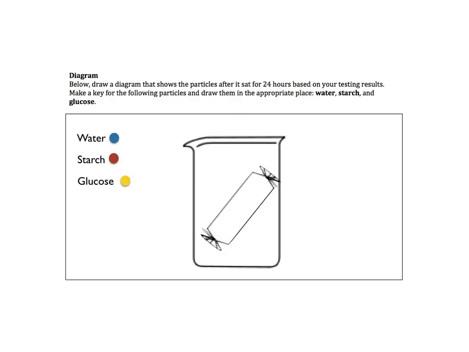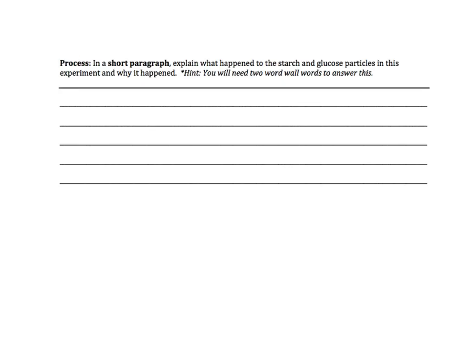So you need to make a diagram on your back page that indicates the change after 24 hours. You need to draw in particles that indicate where the water is, where the starch is, and where the glucose is. Especially you need to think about where the glucose is relative to the inside and outside of the cell model. Is there still glucose in the cell model after 24 hours, or did all of it diffuse out? Then you have to answer the following question, where you have to explain what happened to the starch and glucose particles during the experiment and why this happened.